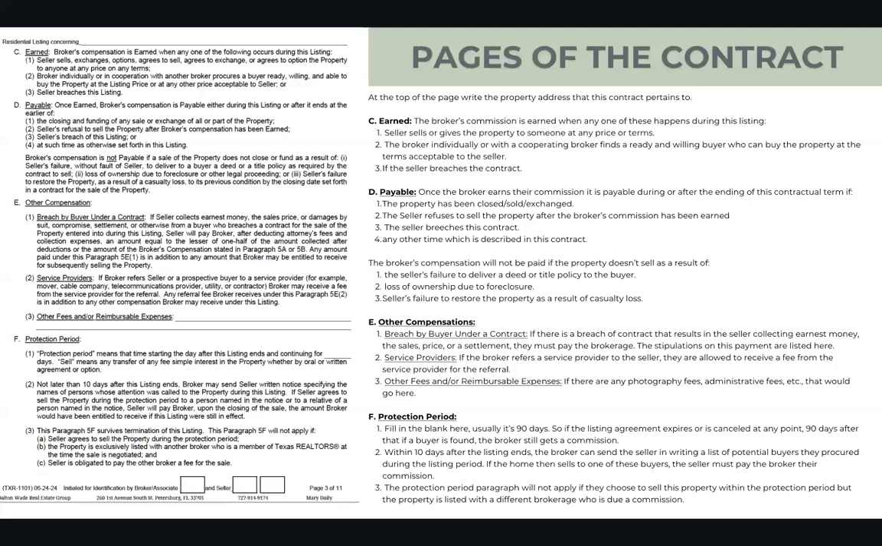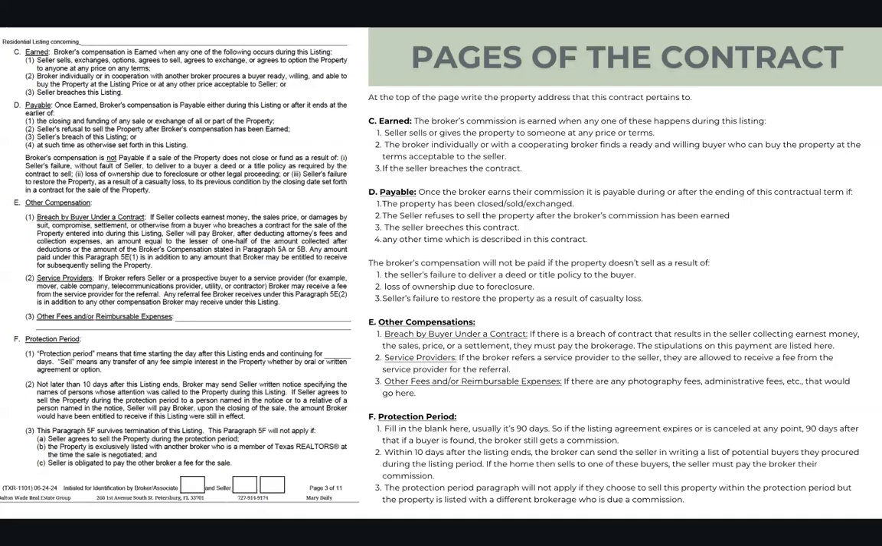The broker's compensation will not be paid if the property doesn't sell as a result of one, the seller's failure to deliver a deed or title policy to the buyer. Number two, loss of ownership due to foreclosure. Number three, the seller's failure to restore the property as a result of casualty loss. E, other compensations. So if there is a breach of contract that results in the seller collecting earnest money, the sales price, or a settlement, they must pay the brokerage. The stipulations on this payment are listed here.